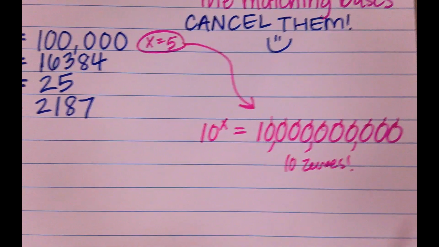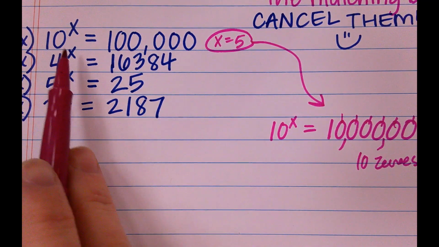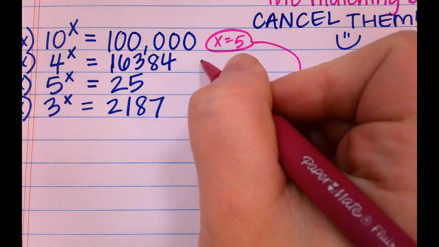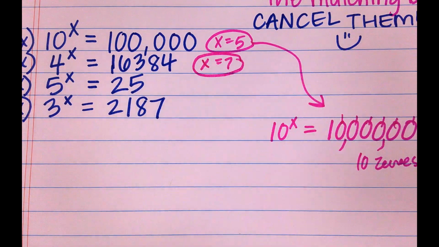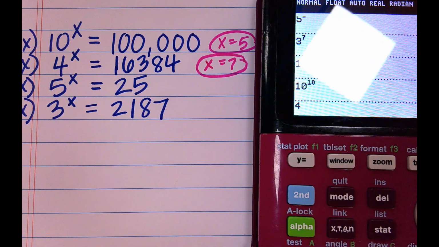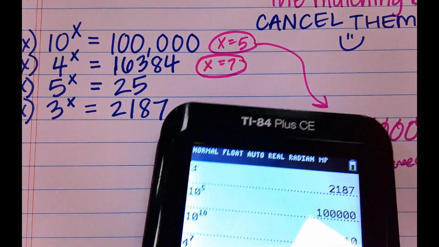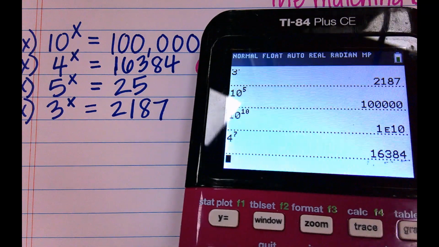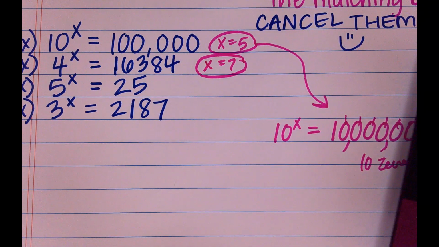So let's go back to our problem. What'd you guys get for 4 to the what power? 4 to the 7th power, and x equals 7. Okay, so let's check our answer. 4 to the 7th power. Sure enough, we should get 16384, and we do. 16384, so x is 7.